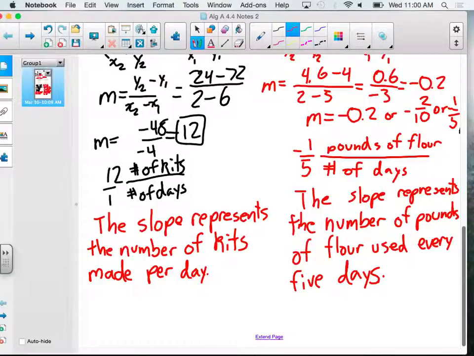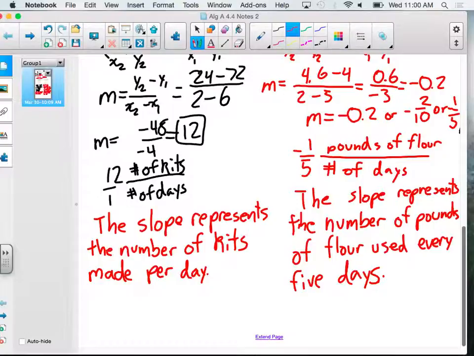So sometimes it's a good idea to put a label on it first and say, does this make sense to leave it like this? In this case, it would have been 0.2 what? Pounds per day. Now, doesn't it make more sense to us though to say 2/10 of a pound of flour? Do we usually talk about flour that way? No, we don't. We talk about it in cups or pounds or something like that, right? We don't talk about it in tenths typically.